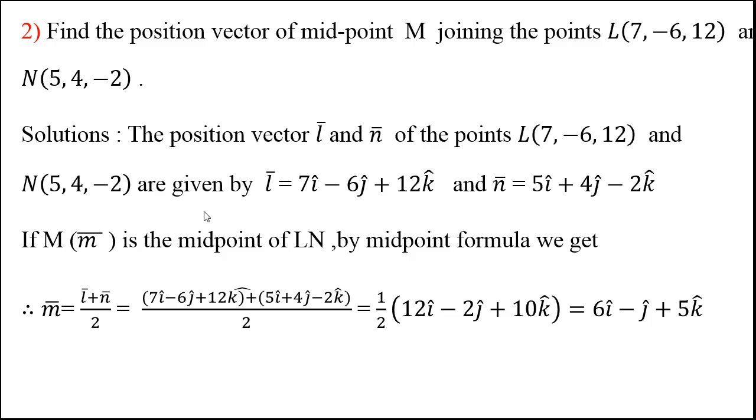I have written L bar, N bar from coordinates of L and N. Add them and divide by 2. That will give you the position vector of the midpoint. So this 6i minus j plus 5k is the position vector of the midpoint of segment LN.